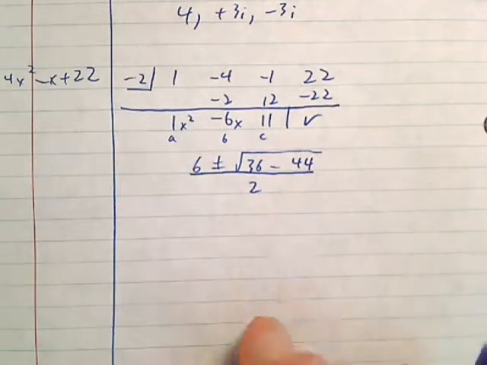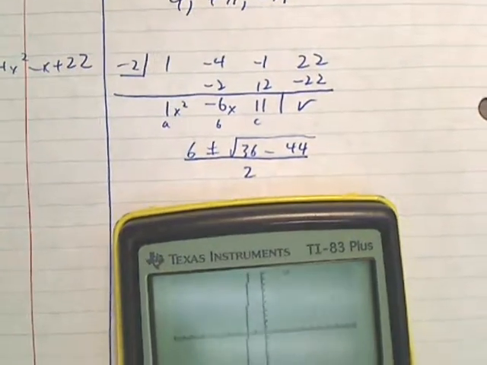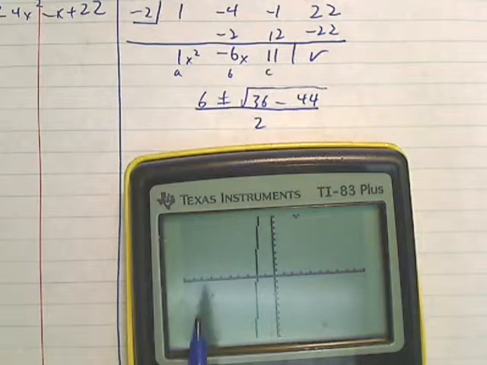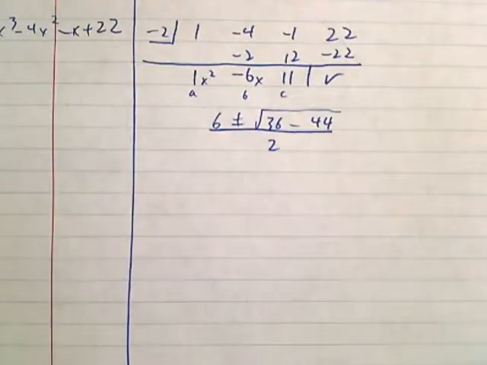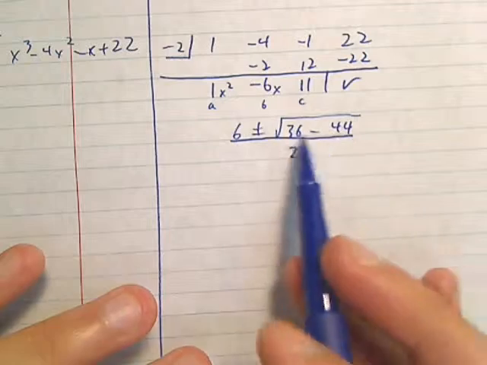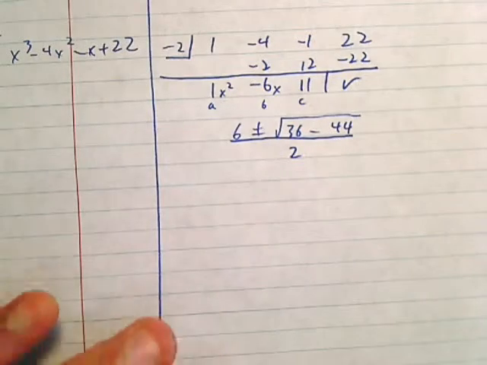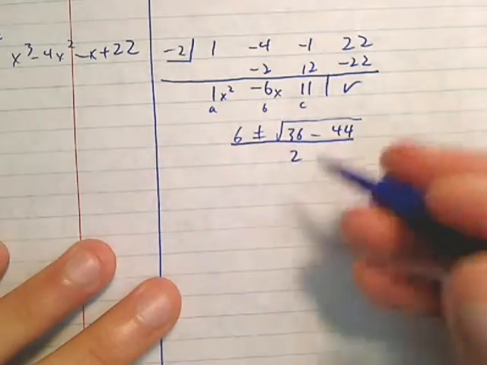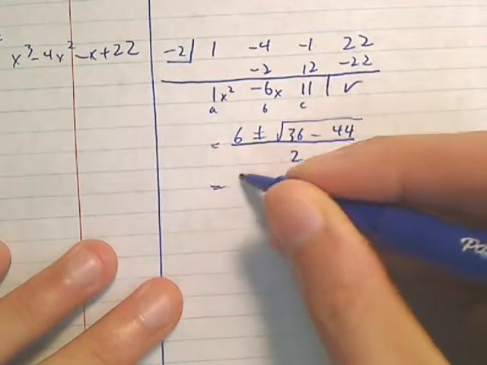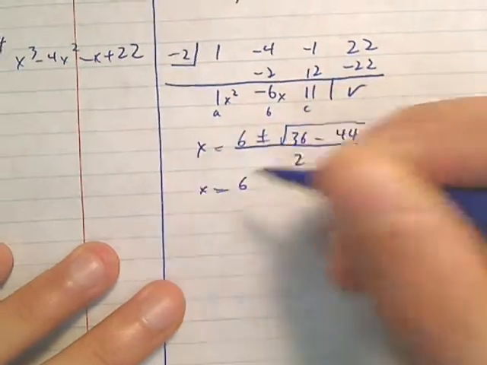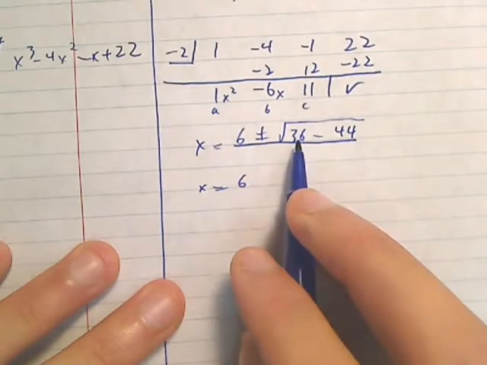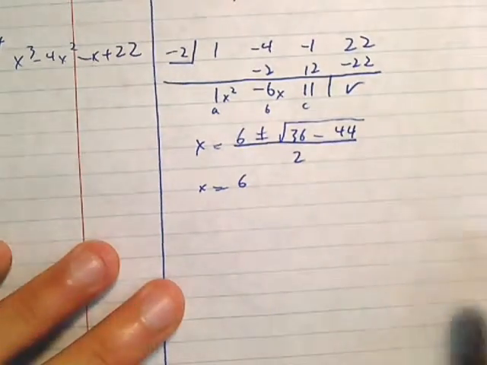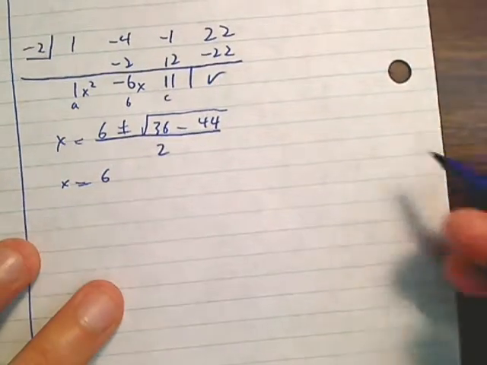So yeah, I didn't see those other solutions on my graph. They're going to have an i in them. I only saw one real root, so it makes sense that this will be negative. If it's a positive number, we should have seen it on my graph somewhere. So let's see, 36 minus 44 is negative 8. I'm going to work on that negative 8 off to the side here.